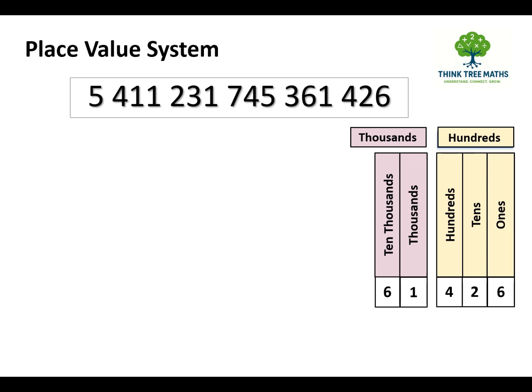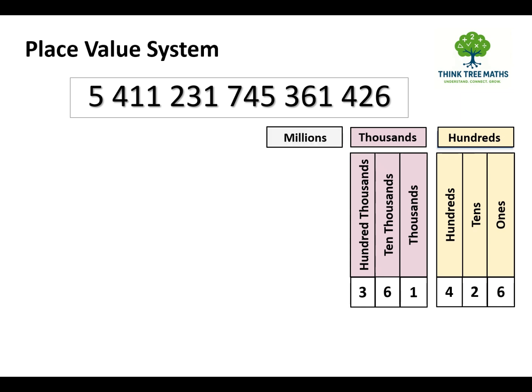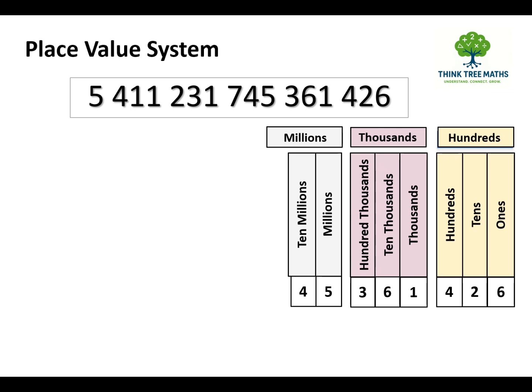The number is now 61,426. Now is 361,426. The next period is millions. These are followed by 6 place values. The number reads as 5,361,426. Now is 45,361,426.